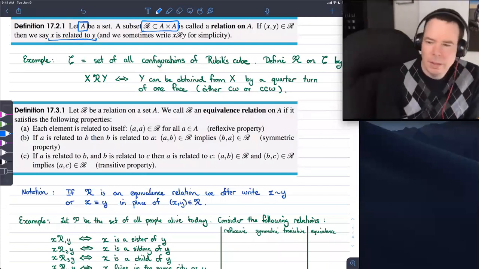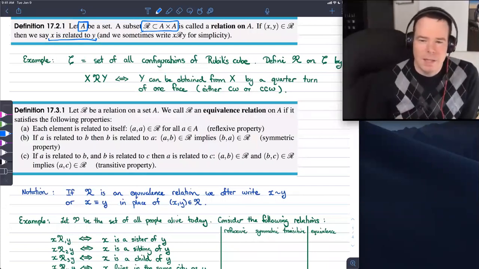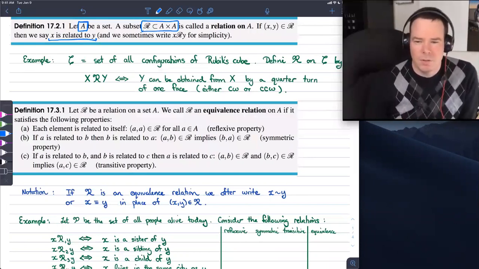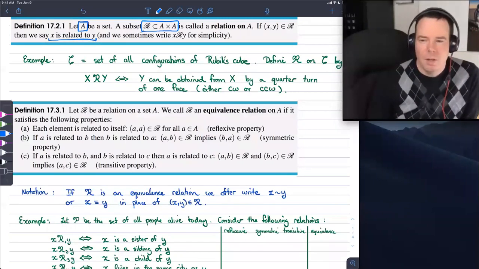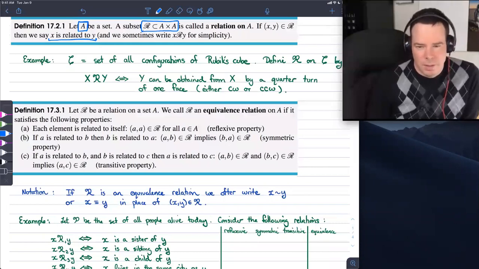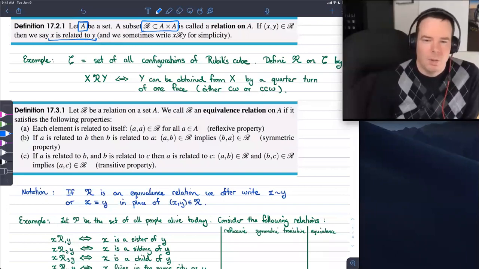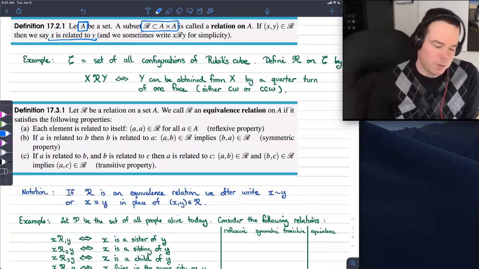So what's an example? Well, for example, if we let C be the collection of all configurations of Rubik's Cube, so all possible ways you can scramble it up, twisting faces, get all the possible configurations, of which we know how many there are, 4.3 times 10 to the 19. There's a lot of them. We can define a relation on that set. The relation we will define is that x is related to y, so configuration x is related to configuration y, if we can transition from x to y by doing a quarter turn.